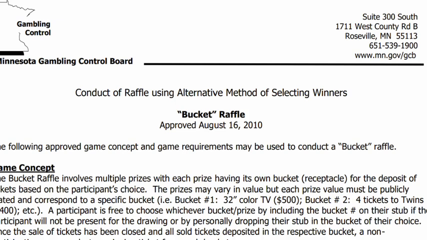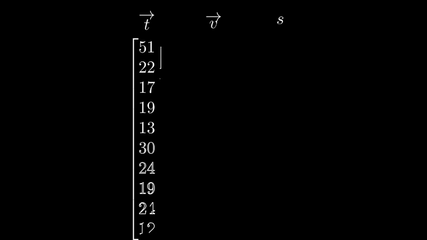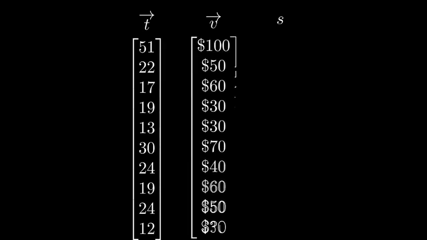First of all, let's redefine our constants. Instead of t and v being numbers, let's make them vectors or lists of numbers. So the first element of v is going to be the value of the first prize. The first element of t will be the number of tickets in the first basket, and so on and so forth. S is still just a number, the price of one single ticket, because that never changes throughout the bucket raffle.